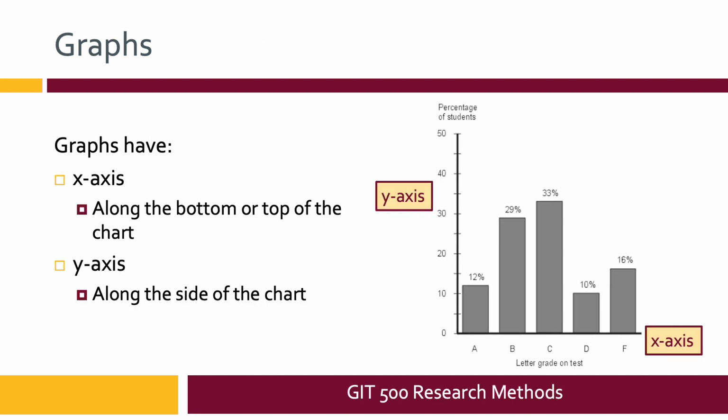In bar charts, histograms, and line charts, you will have an x-axis and a y-axis. The x-axis is the line that runs along the bottom of a chart, and the y-axis is the line that runs along the side, the vertical axis, the vertical line of your chart.